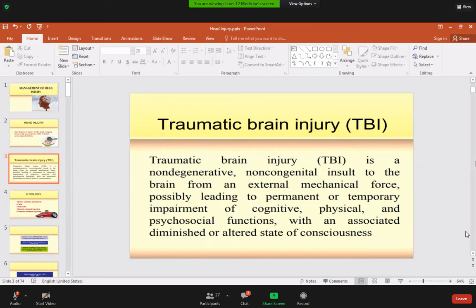direct external mechanical insult to the brain that can lead to permanent or temporary impairment of the functions of the brain. That could be the cognitive function, physical function, or the psychosocial function. Any deficit in any of these functions is called brain injury secondary to trauma, or traumatic brain injury, and we usually use the term TBI for it. It could or could not be associated with loss of consciousness.